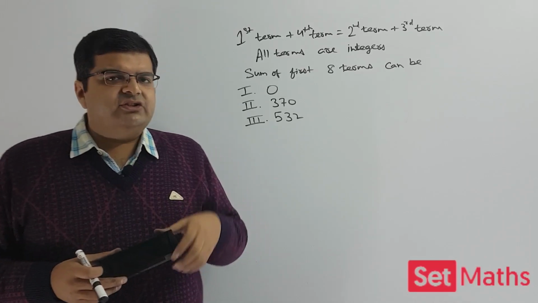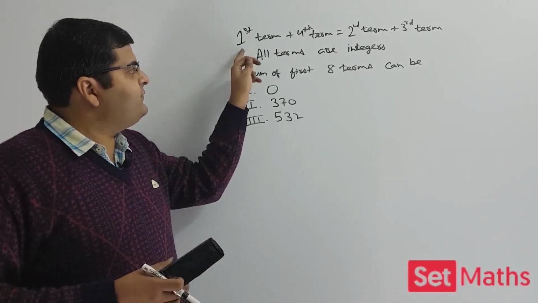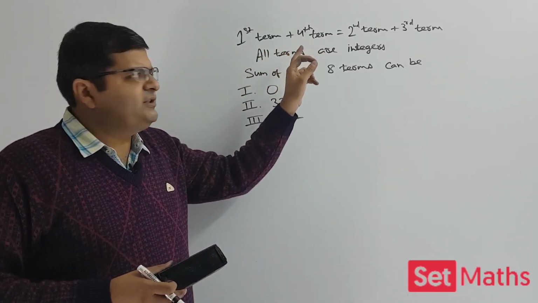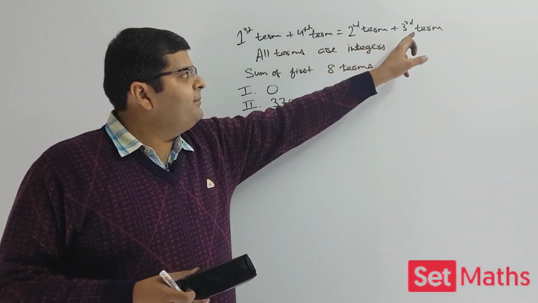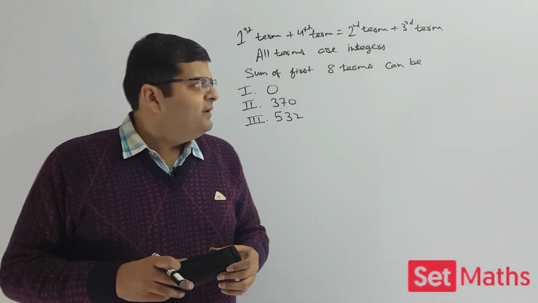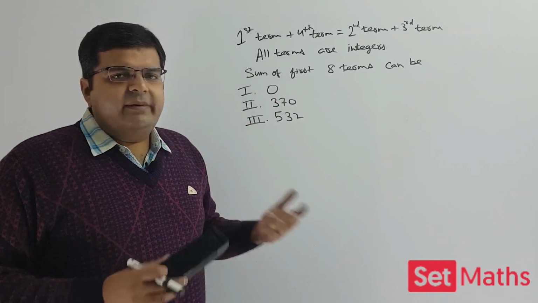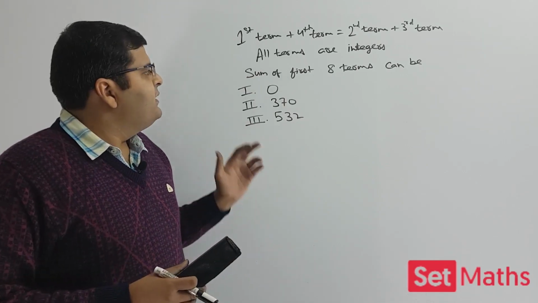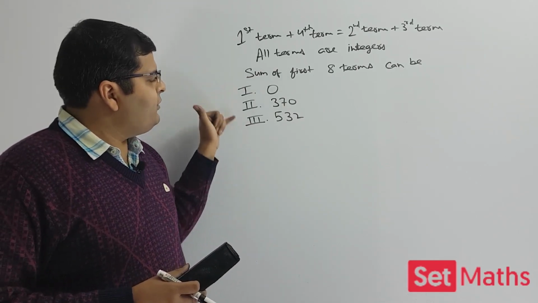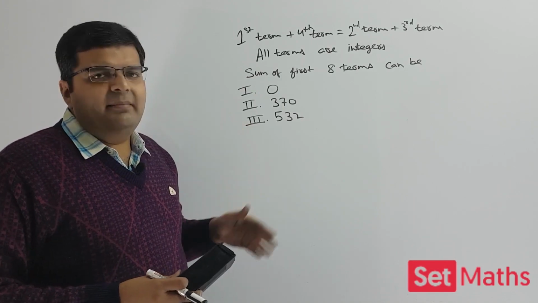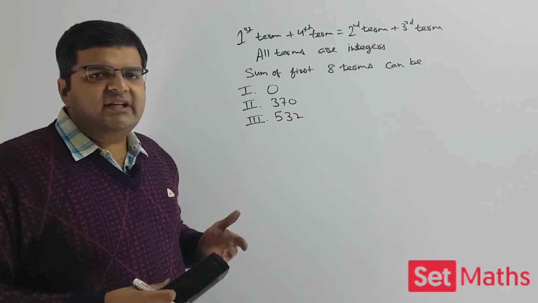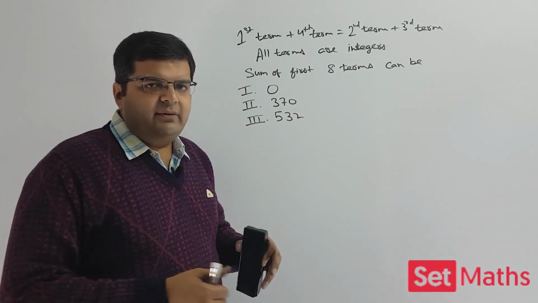Okay, so here there is a geometric progression such that the first term plus fourth term of the GP is equal to second term plus third term of the GP. All the terms of the geometric progression are integers. We need to find, given from the options, which of them can be the sum of the first 8 terms of the geometric progression.